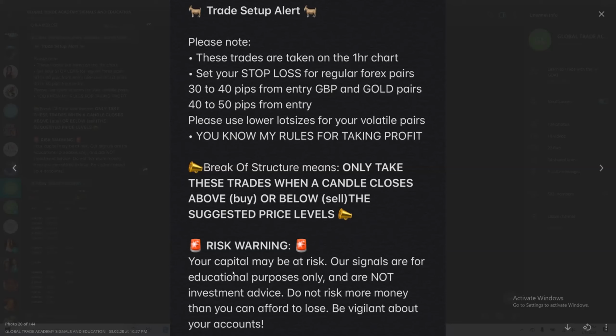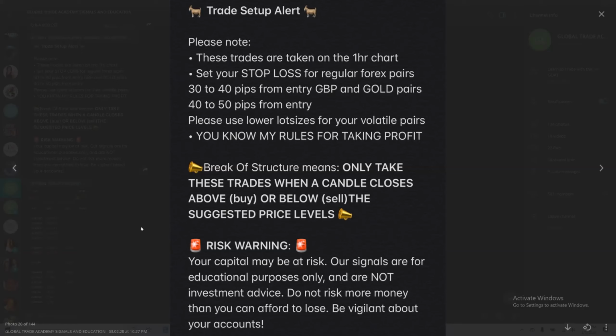And then, of course, we have our risk warning here. Your capital may be at risk. Our signals are for educational purposes only, and they are not to be considered investment advice. Please, guys, do not risk more money than you can afford to lose. Be vigilant about your account. Please, please, please, guys, do not trade money that you cannot afford to lose, okay?